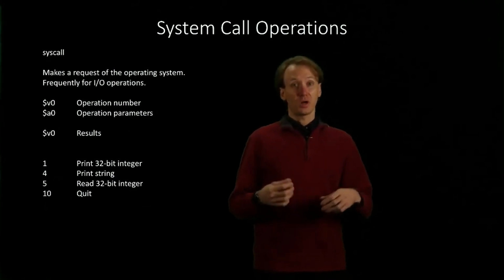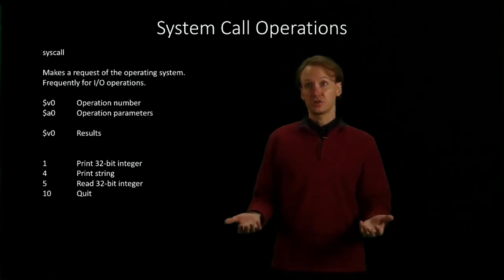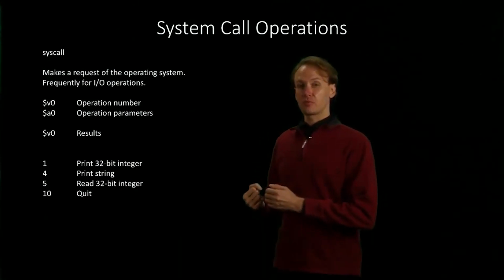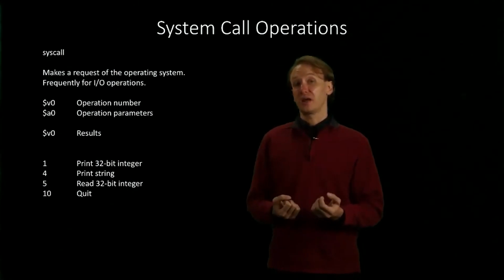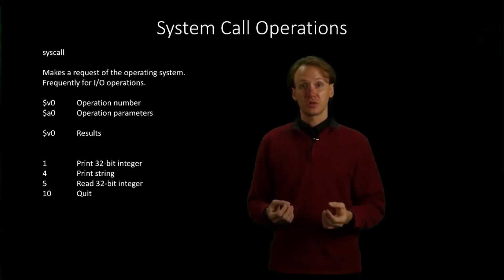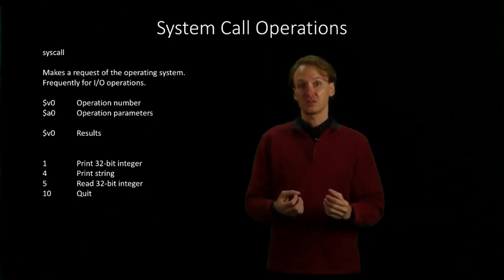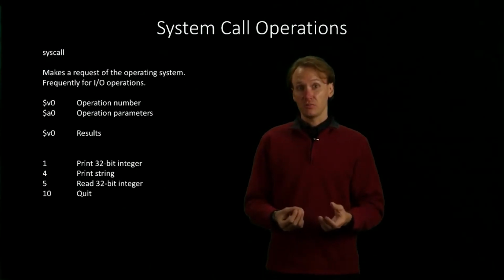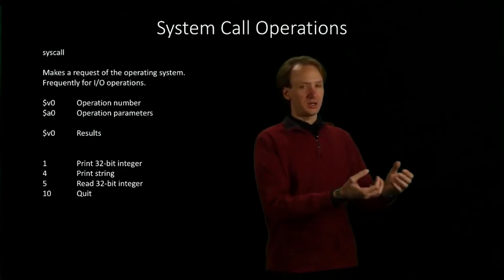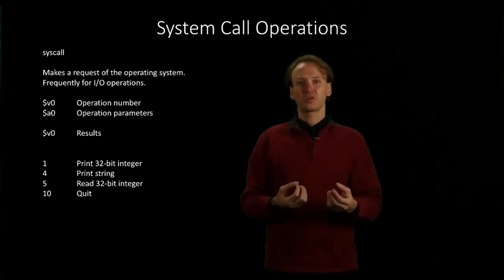On the other hand, if I want to read something from the console, like an integer, I'm not going to have any extra parameters. I'm just going to get something back from the operating system once it's done reading that data. So in this case, I would still put 5 into V0 so the operating system knows that I want to read an integer. I would go ahead and make the syscall, at which point the operating system would go off to the console, wait until the user enters some data, and then try to interpret that as an integer.